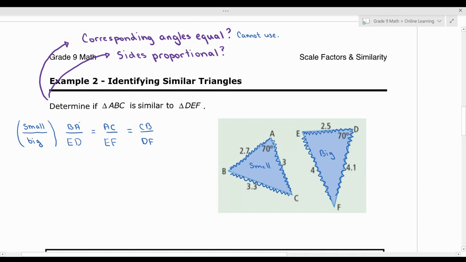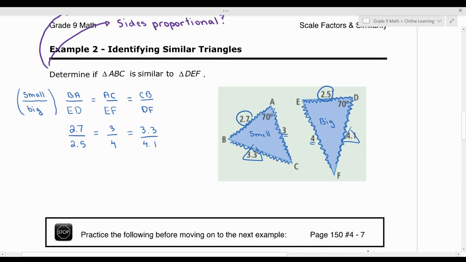So let's go back. So B to A was 2.7. So I'm going to say 2.7, comparing that to E to D, so ED was 2.5. I'll clean up the value after. A to C was 3. E to F was 4. And then C to B was 3.3. And D to F was 4.1. Okay, this time it's not as easy to see. So probably want a calculator.